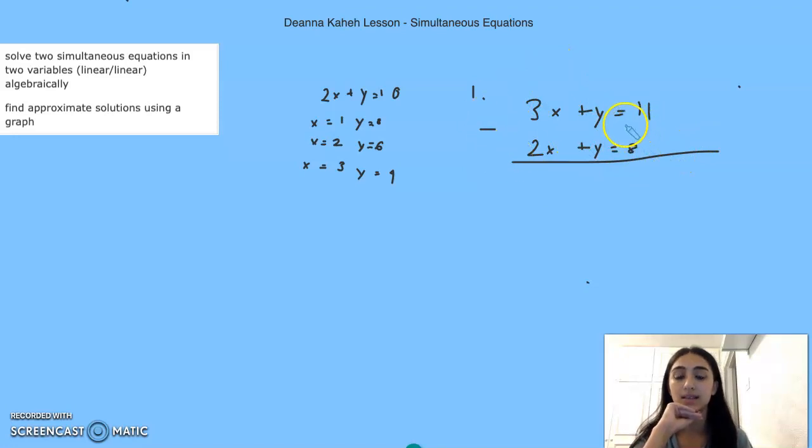I'm going to take away the first equation, equation 1, from equation 2. If I were to add them, I would have y plus y, which is going to give me 2y. That's not going to be helpful. It's not going to be the solution that we want. We want to get rid of this so we can figure out what x is.